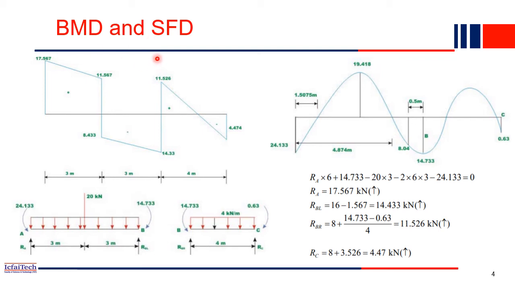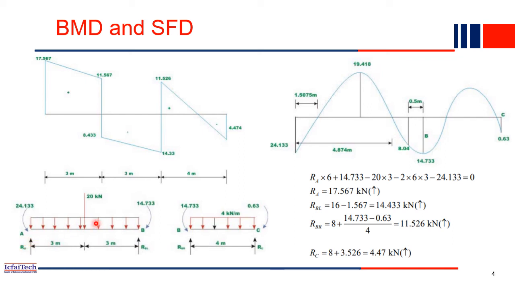So how to draw the bending moment and shear force diagram? First we have to find the reactions RA, RB, RC. All these reactions we have to compute, then only we can draw the shear force diagram, right? So how to find RA and RB? This is the first part, A to B portion and B to C portion, two segments. Already we computed the end moments. 24.133 we just computed in the last slide. MAB value is 24.133. Similarly MBA is 14.733, this is also 14.733, and this we computed 0.63. So we put all the moments.